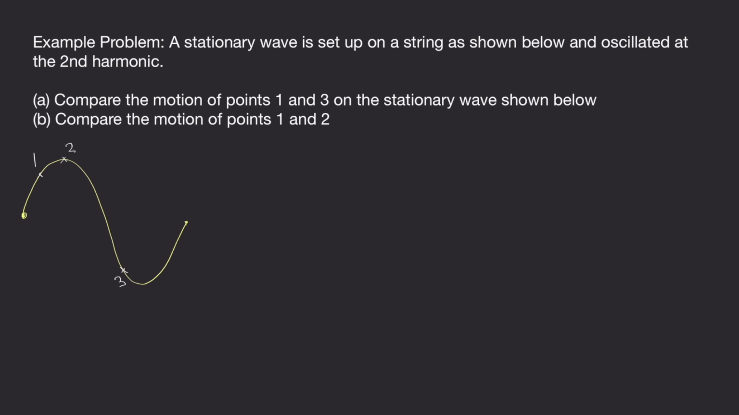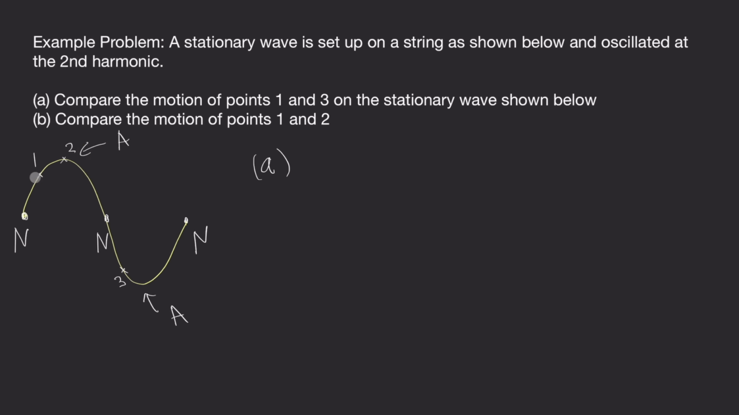Let's do an example problem. A stationary wave is set up on a string as shown below, and it's oscillated at the second harmonic. What we need to do is compare the motion of the following points. We have initially point 1 and then also point 3. The best way to tackle these questions is by identifying which are the nodes and which are the antinodes. So in the second harmonic, we have 2 half wavelengths. So this here will be a node, and this here will be a node. This here will be an antinode, and this here, point 2, will be an antinode.